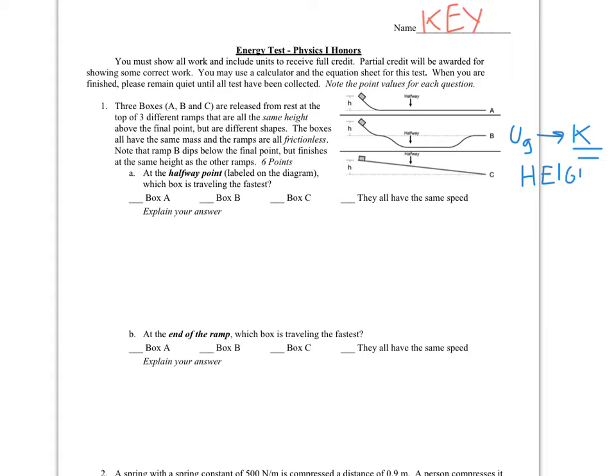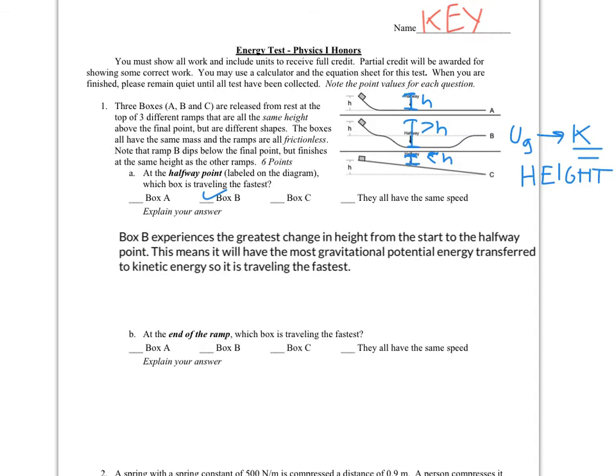Okay, so if we look at these three situations at the halfway point, we see that box A drops from the top of the ramp down to that level part, a difference of h. Box B drops from the top of the ramp down to that level part, which is actually going to be greater than h. And box C drops partway down, which will actually be less than h. So that's really the key for this one. B has the greatest change in height, and therefore that means B will be traveling the fastest at that point.